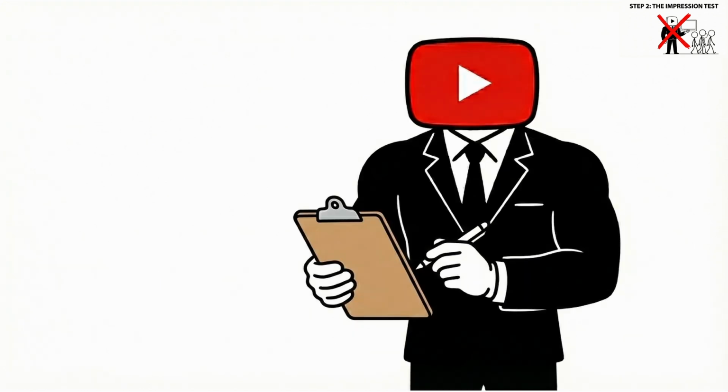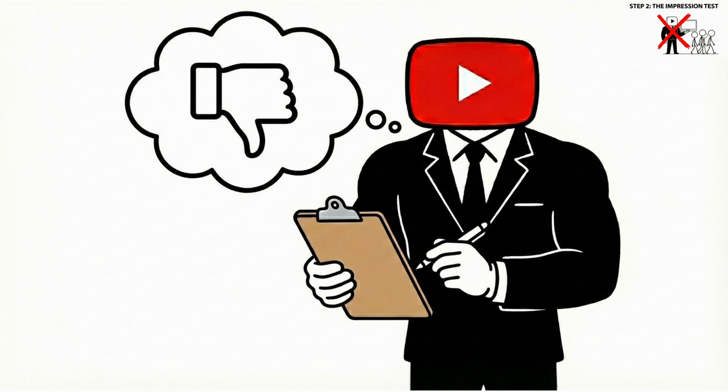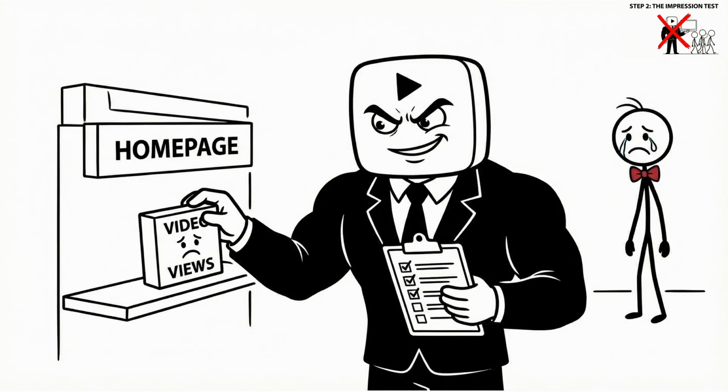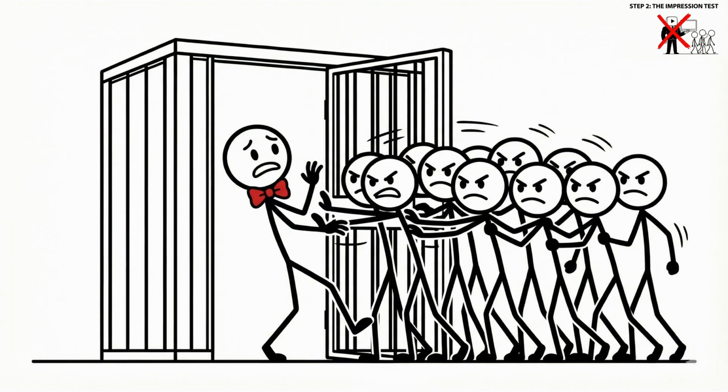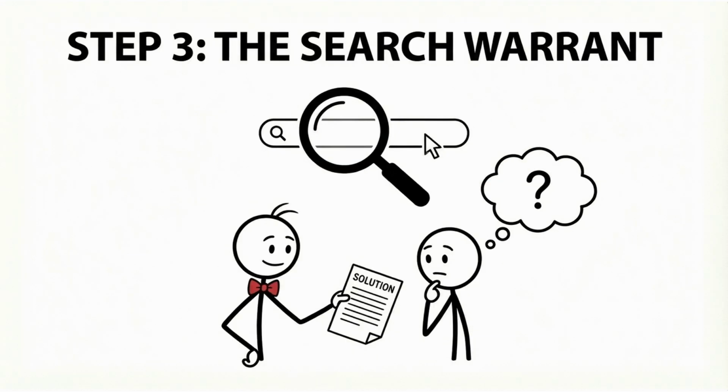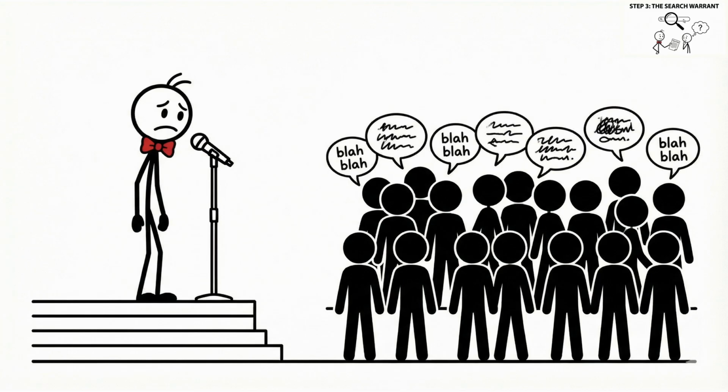The system sees this rejection and thinks, okay, the prediction was correct. The audience does not want this. So it stops showing it. You aren't in prison because the guard locked the door. You're in prison because you walked out of the door and the audience sent you back. Step 3. The search warrant. So how do you get an audience to care if they don't know you?